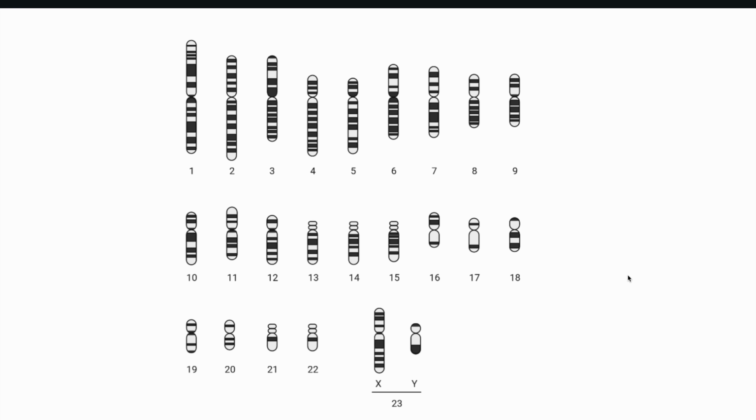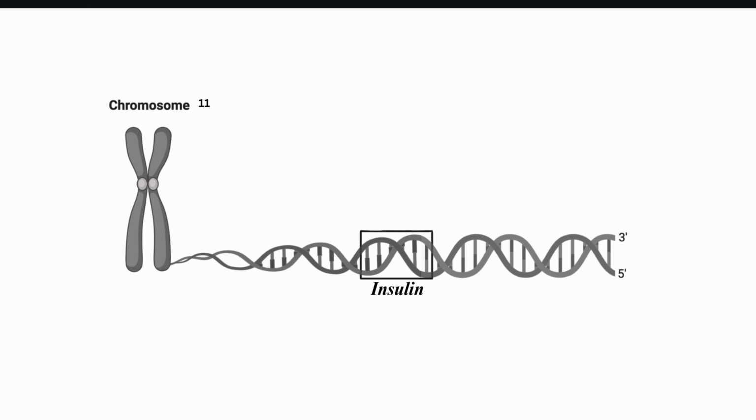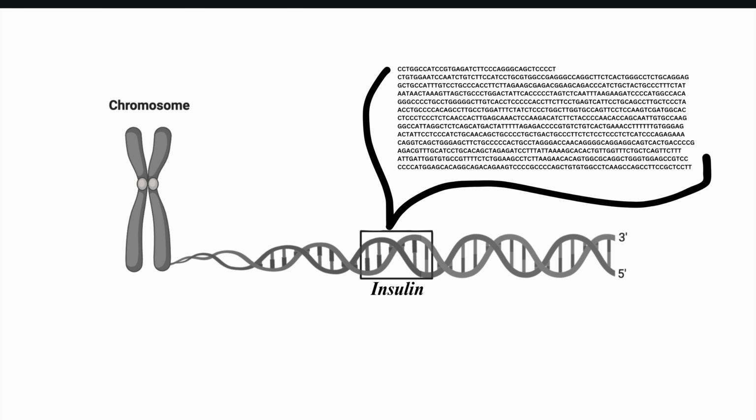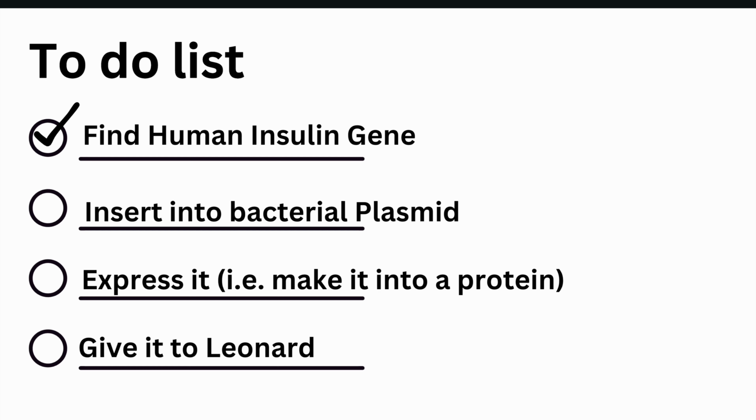All right, so the human genome has 23 chromosomes, which are in pairs, so we have 46 in total. And the insulin gene is on the 11th chromosome. Now, let's say we sequence our chromosomes and we find the insulin gene and its sequence. And with this, we have our first step done.